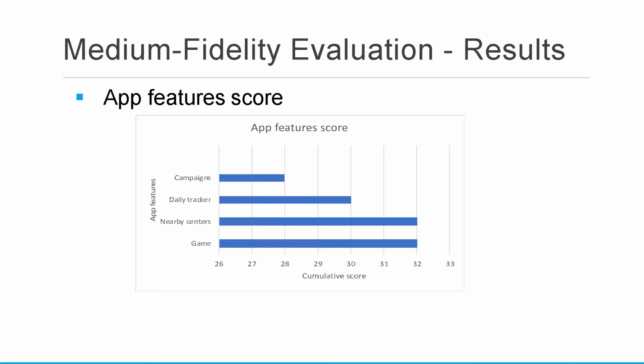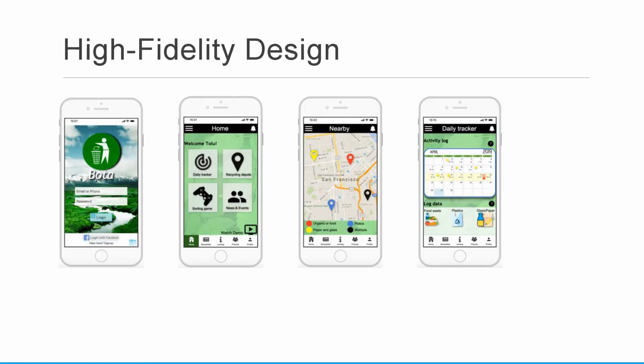The participants were shown pictures of the medium fidelity design and asked to provide a rating on a scale of 5. Then the cumulative rating is used to provide the app feature score. Nearby centers and games scored well, daily trackers scored 30, and campaigns just scored 28. As all the features scored nearly the same, we decided to implement all four features. This is a high fidelity design. The first screen is a login, which also provides the user the option of login using Facebook.